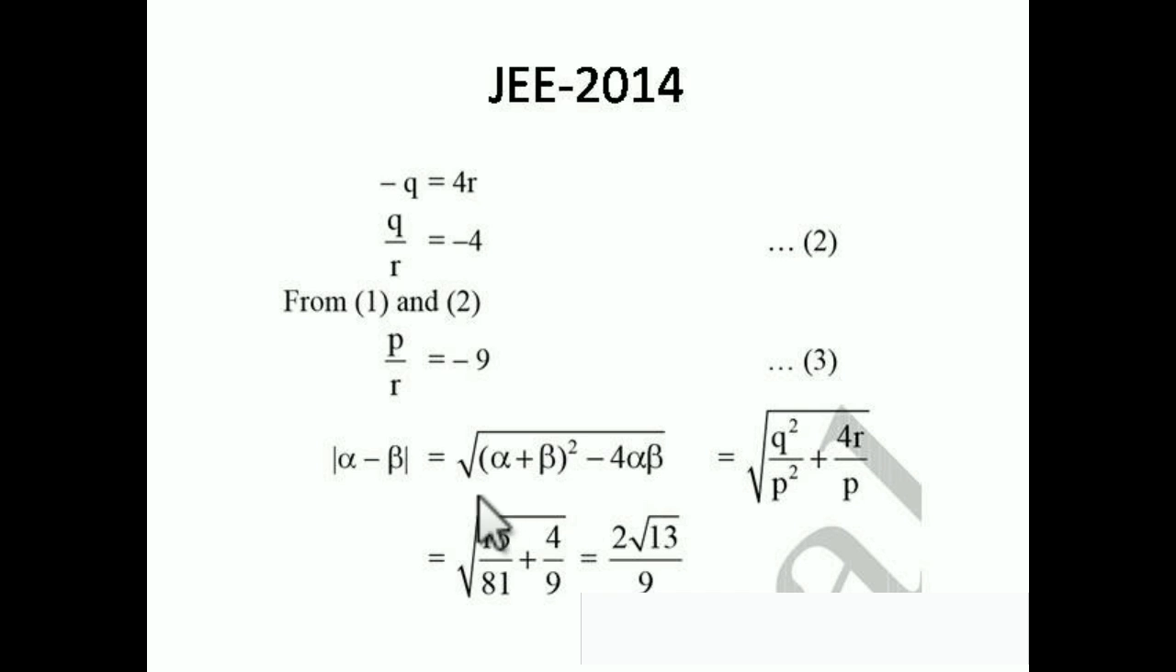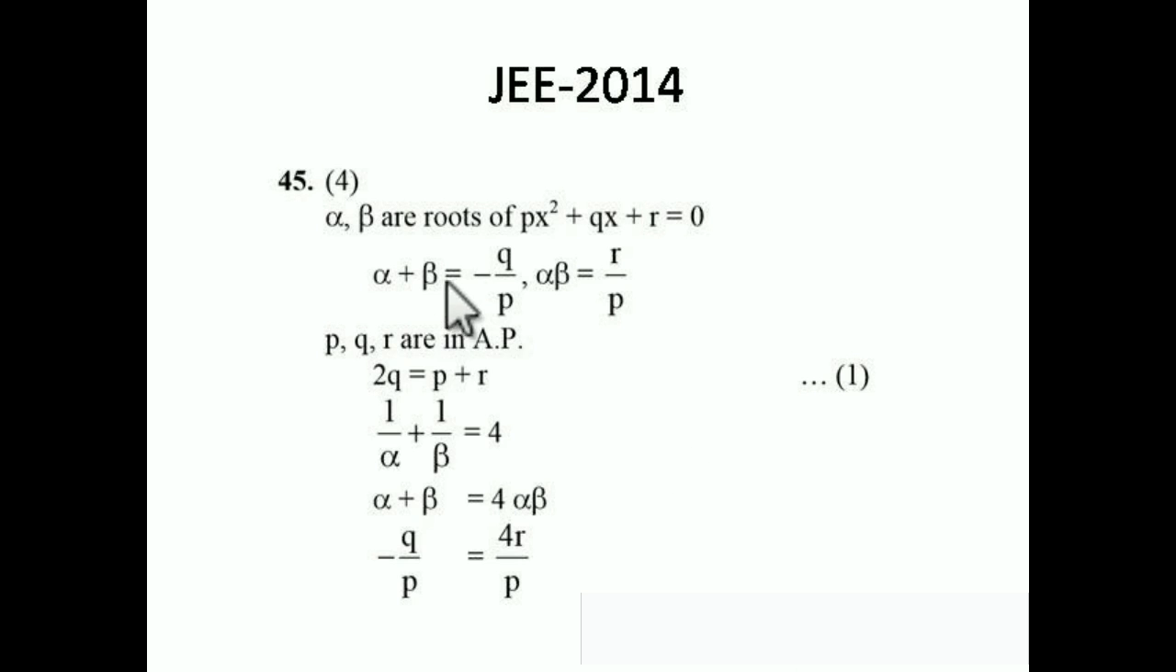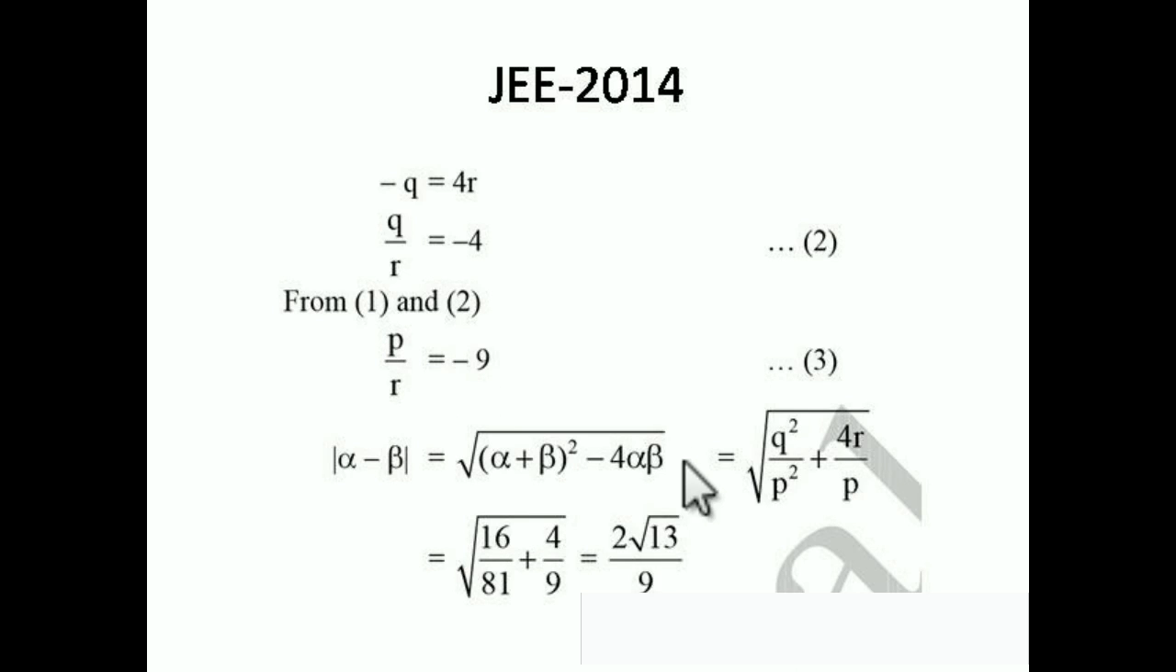Now we know alpha plus beta whole square. Alpha plus beta is equal to minus q by p, and alpha into beta is equal to r by p. Just put it down here. So it's q square by p square minus 4r by p. Now we know the basics, we know the formulas. So here p by r is equal to minus 9, so 4r by p comes out like this, minus 4 by 9.